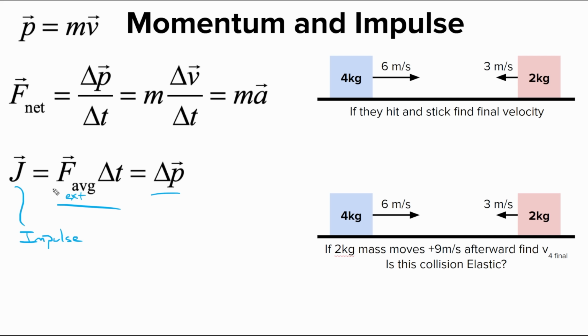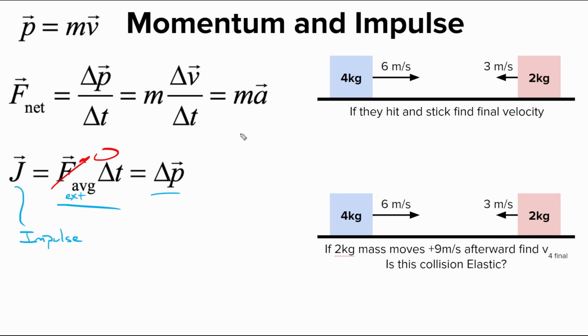If you have no net external force, then there's no change in momentum. That means you could have conservation of momentum, just like energy, if there's no work done, energy is conserved. If there's no net external force, there could be internal forces, like these masses can hit each other. But if there's nothing external to the system, then the momentum will be conserved.